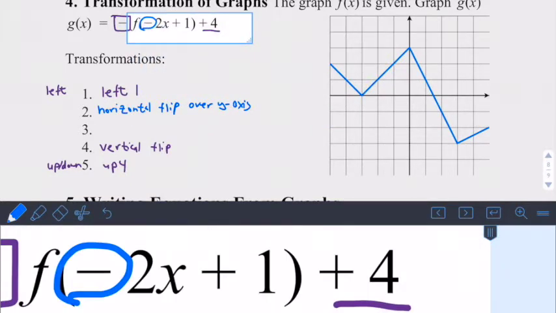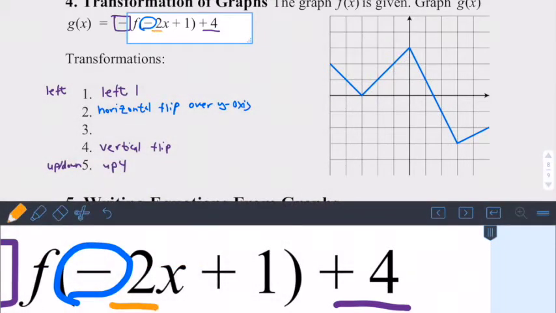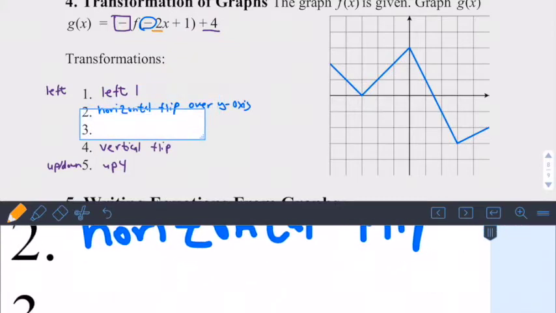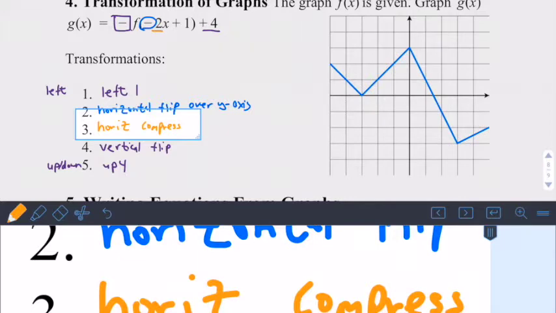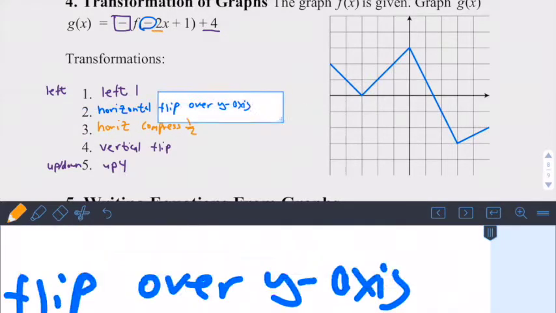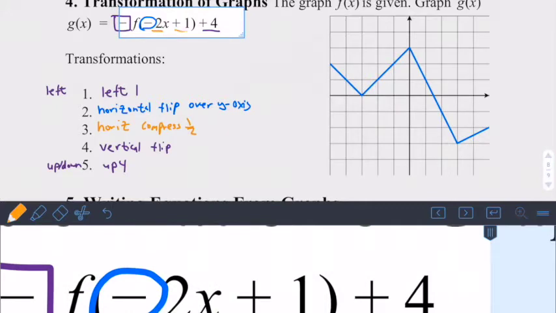And then we have a 2 that's multiplied on the inside. So when we do times 2 on the inside, remember it's always opposite of what you think. So instead of being a stretch by 2 horizontally, we have a horizontal compress by 1/2. Remember, you would think you would stretch by 2, but everything inside's opposite. You would think that this would go right 1, but it actually goes left 1.